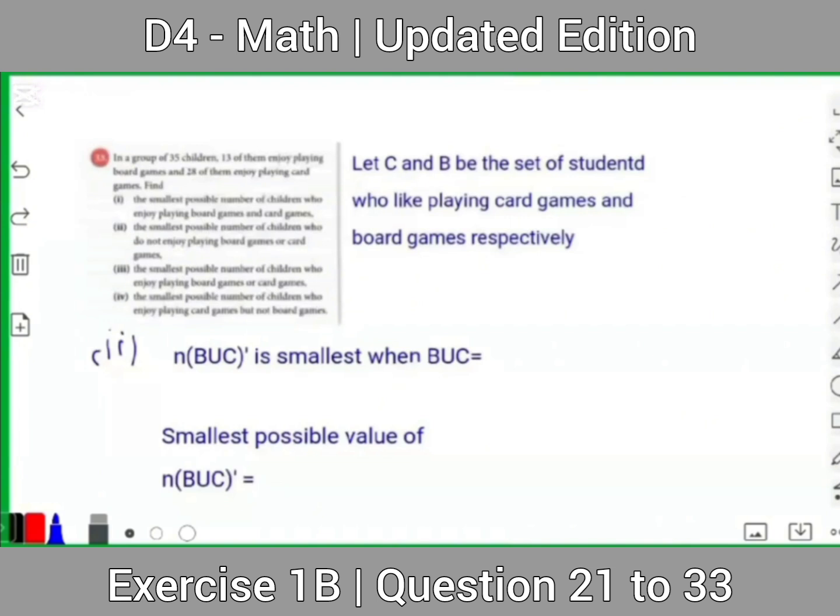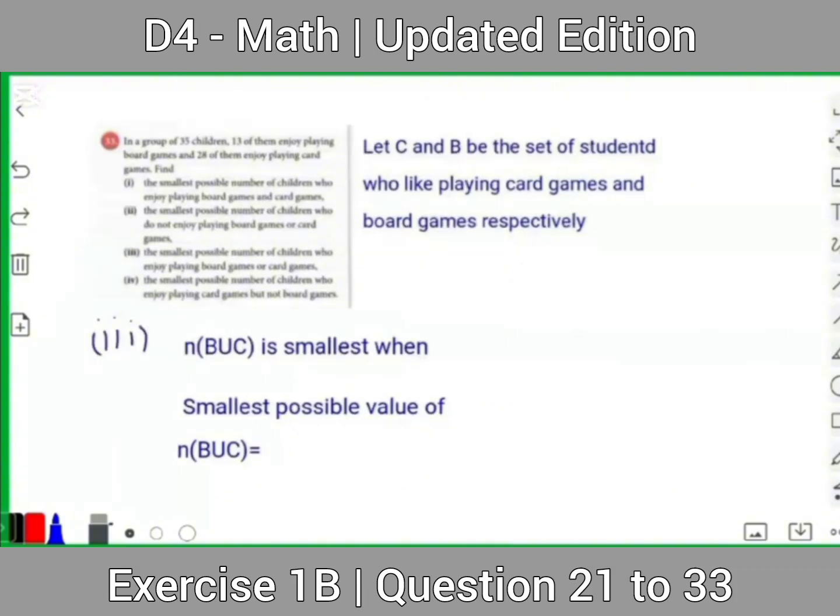Now in part 2, find the smallest possible number of children who do not enjoy playing board games or card games. So n of (B union C) whole complement is smallest when B union C equals the universal set. The smallest possible value of n of (B union C) whole complement will be 35 minus 35, and it will give us 0. So there are no children who do not enjoy playing board games or card games.